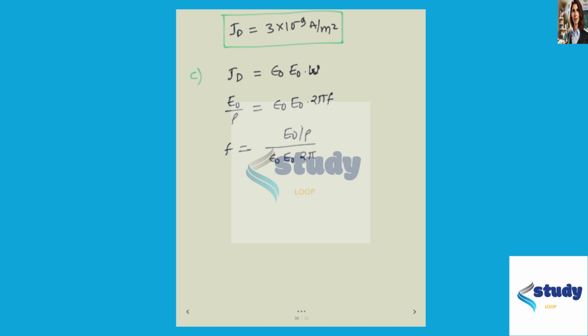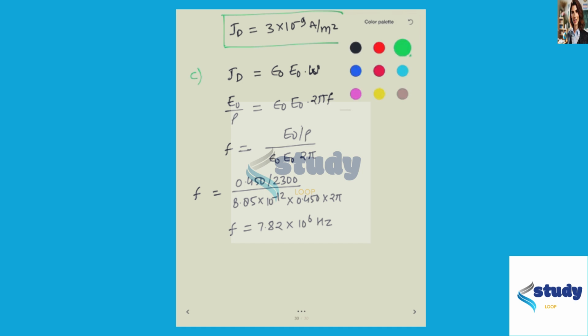Substituting all the values, we get 0.450 divided by 2300, divided by epsilon naught, which is 8.85 multiplied by 10 to the power minus 12, and E naught is again 0.450, multiplied by 2 pi. After solving, we get frequency f equals 7.82 multiplied by 10 to the power 6 hertz. This is the answer for part C of the problem. This is the frequency for the maximum condition.